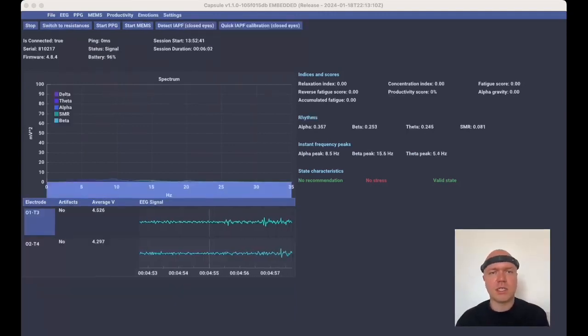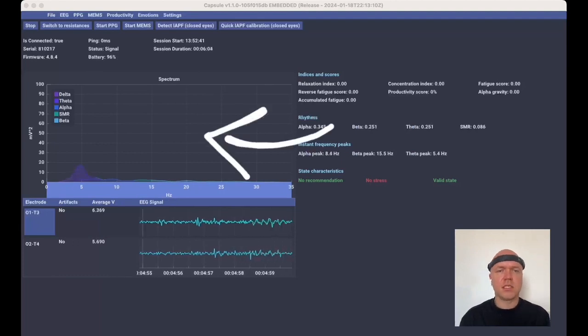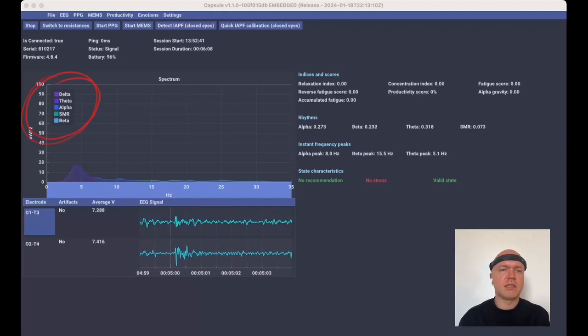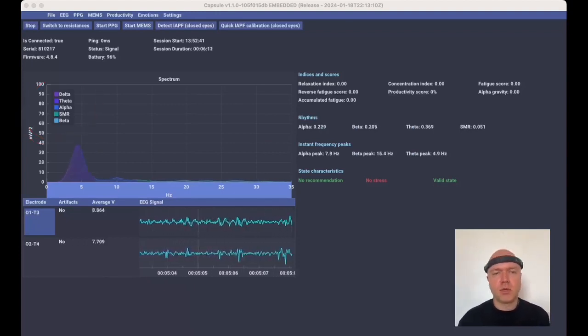Okay, now you can see the raw data. This is the spectrum graph where you can see your brainwave activity. We display delta, theta, alpha, sensory motor, and beta rhythms. The most important rhythms for our algorithms are alpha, beta, and theta. Here you can also hide the rhythms if you need.